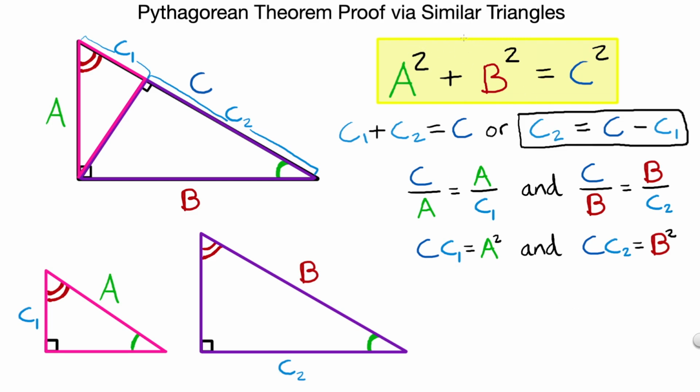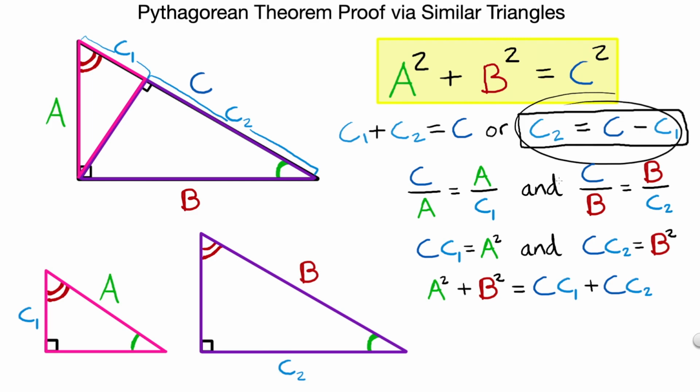Since we're looking for something of the form a squared plus b squared, let's add them together. Using the definitions that we just derived, we got a squared plus b squared equals c c1 plus c c2. Now, take a moment to remember that we already defined c2 up here in this box. On the next step, we will replace the c2 with c minus c1.